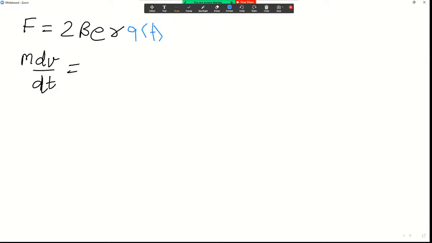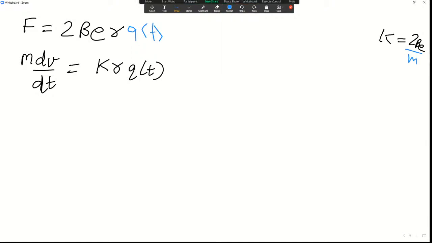So we have here 2 beta. Let's call this a constant k, so we don't have to write it again. And k is equal to 2 beta e, or you can do 2 beta E over M. Okay, M also we can remove.